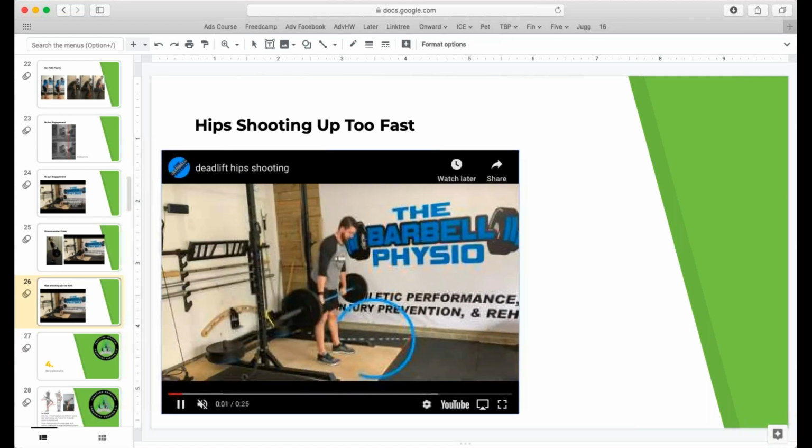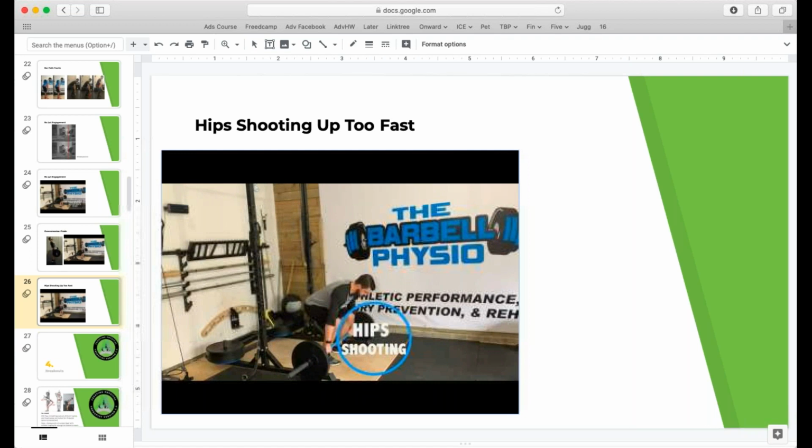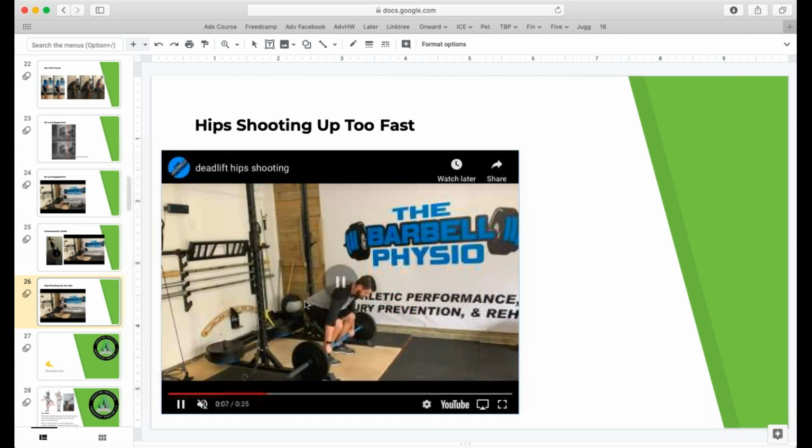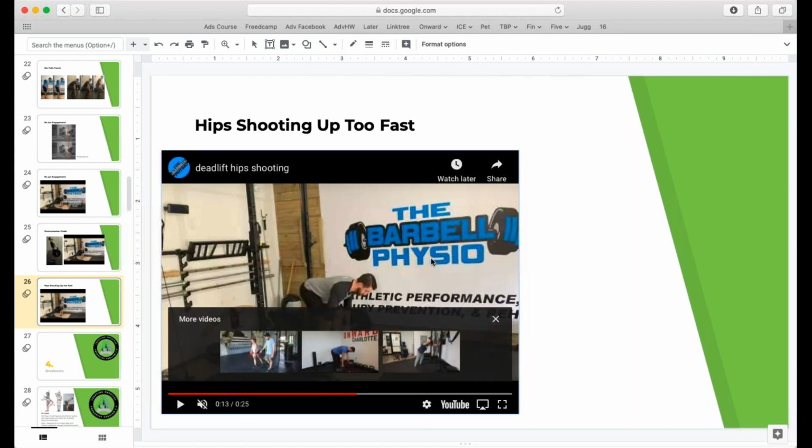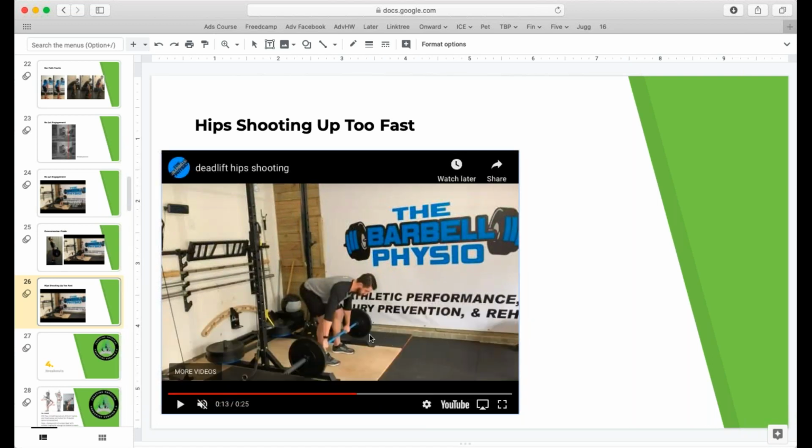The final fault we'll talk about is people that shoot their hips off the ground too fast. You'll see in this video, instead of my hips and shoulders rising at the same rate, my hips shoot up significantly faster than my shoulders. I'll pause it for you for a second. My hips have shot up. I now have a really flat back position there, and it's just not an efficient position to begin to move the bar off the ground.